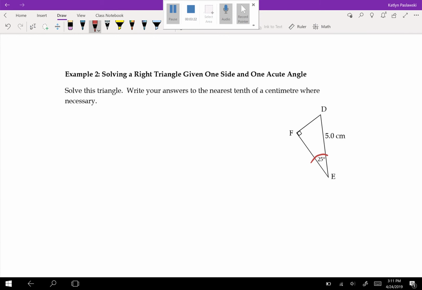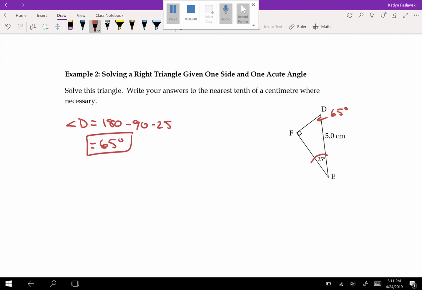So I'm going to start with the angle sum property to solve for angle D. So angle D is equal to 180 minus 90 minus the 25 degrees that was given, to leave a remainder of 65 degrees for angle D.